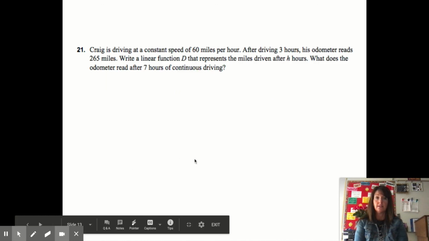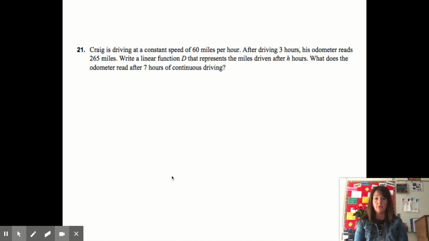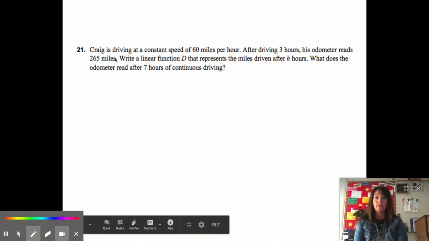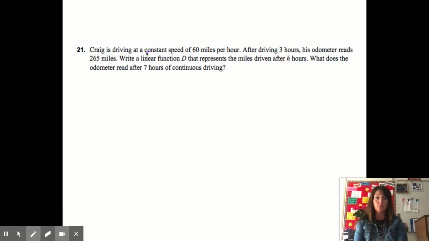All right, and finally, we have Craig. Here's our linear model. He's driving at a constant speed of 60 miles per hour. So this word right here tells us this is our unit rate or our slope. So m is equal to 60. It says after driving 3 hours, his odometer reads 265 miles. So we want a linear function d that represents the miles driven after h hours.